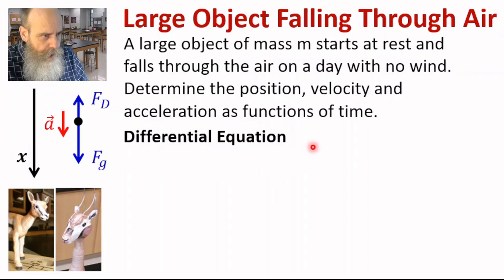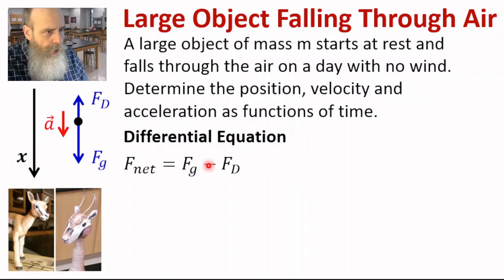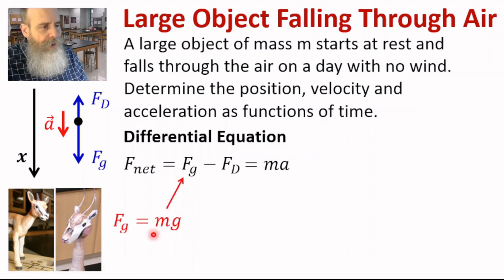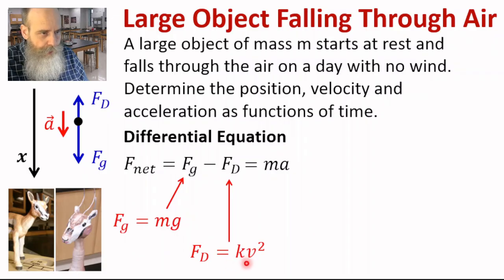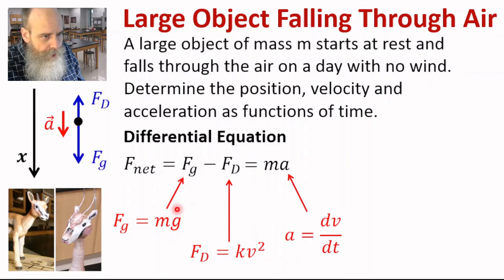Let's find the differential equation. So first of all, the net force from this free body diagram, Fg minus Fd, equals ma. Fg is just mg, Fd is kv squared. This is inertial drag, so it is proportional to v squared. And a is dv by dt. Let's put these three things into our equation from Newton's second law, and this is what we get.